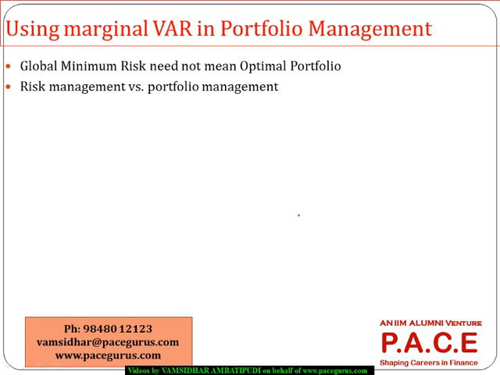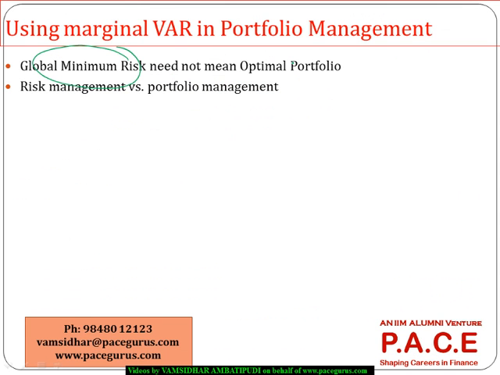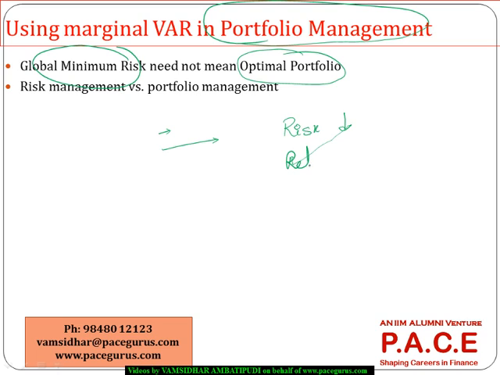But one thing here we have to note, that achieving a global minimum risk portfolio as we have got in our Excel sheet doesn't mean that that portfolio is optimal, because probably I may take slightly more risk to get much more return. So when we talk about portfolio management, our intention is not just to reduce the risk, but even to assess the risk in context of the return also. So I am not just targeting a global minimum risk.